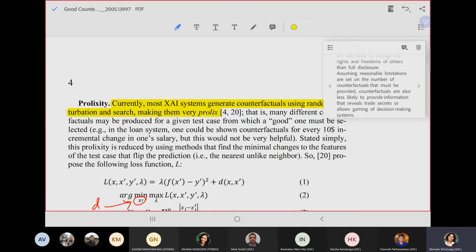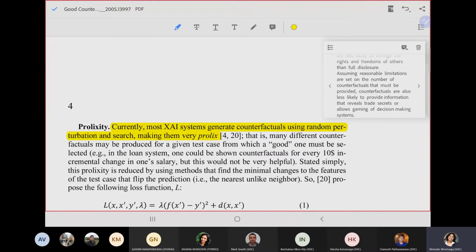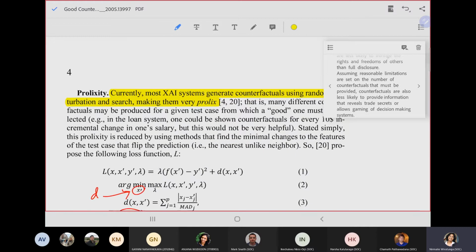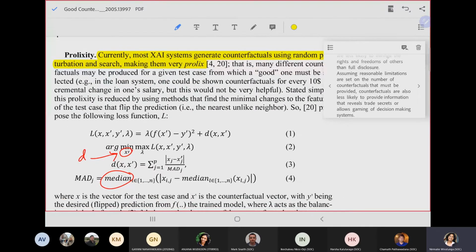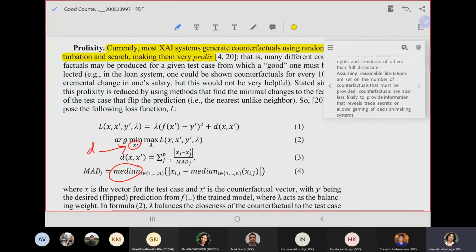So prolixity. Currently, most systems generate counterfactuals using random perturbations and search, making them very prolix. So there's a lot of them generated, but not necessarily good ones. So what they say is, what we want to do is address this issue by looking at this type of loss function here. So what is this loss function? So they have D is the distance between a particular instance and its counterfactual X prime. And there is also this lambda and a function.